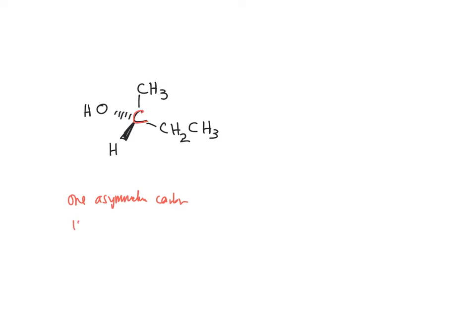Now we need to decide, is this R or S? And let's just go ahead and name it. 1, 2, 3, 4. 4 is butane. This is an alcohol, and it's on carbon number 2. So this is butan-2-ol. Then we want to decide, is this R or S? So you need to put R or S there. Well, let's assign our priorities. We're comparing oxygen, carbon, carbon, hydrogen. Oxygen is atomic number 8, so this is number 1.